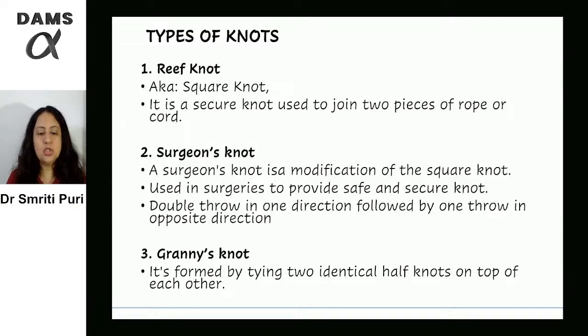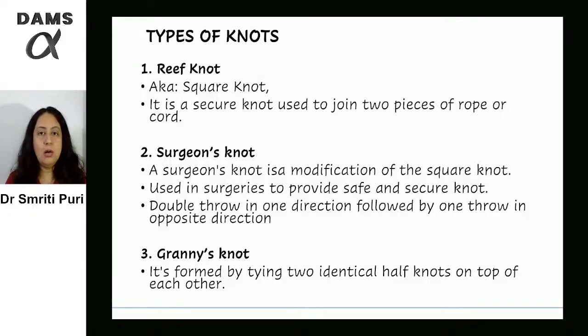Surgeon's knot. A surgeon's knot is a modification of the square knot. So it is used in surgical setups, so that your knot is safe and secure and it does not open up when you're suturing. So two throws in one direction followed by one throw in opposite direction. And granny's knot is formed by tying two identical half knots on top of each other.